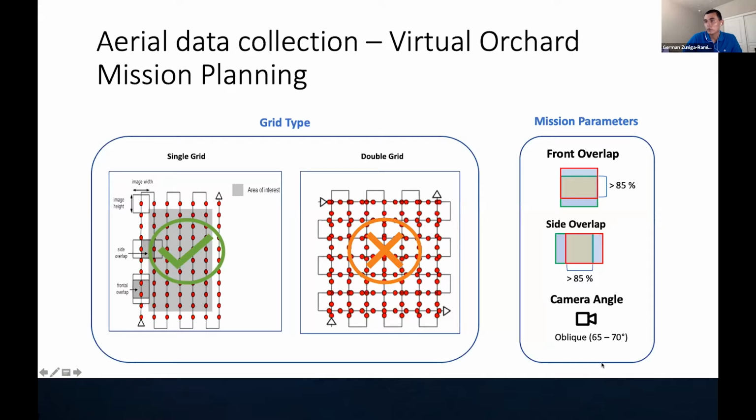We think oblique would work better because we want to have the most accurate 3D model as possible. So with an oblique angle, we can potentially see under the canopy. I mean, this depends on the crop, but we want to be able to see as much detail as possible under the canopy.